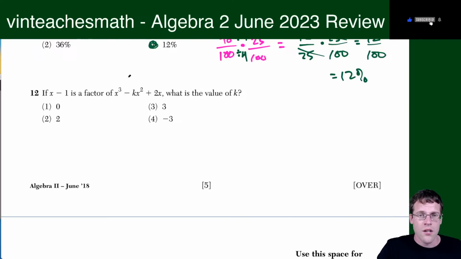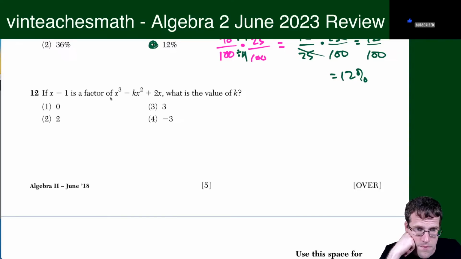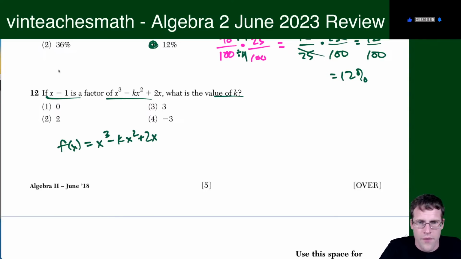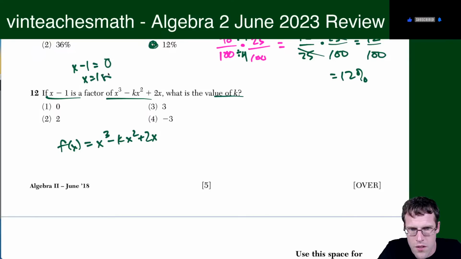Okay? Cool. So x minus 1 is a factor of this. It's a factor of this. What is the value of k? All right, let's say f of x equals this. If x minus 1 is a factor, that means I could set x minus 1 equal to 0. That means x equals 1 is a root.